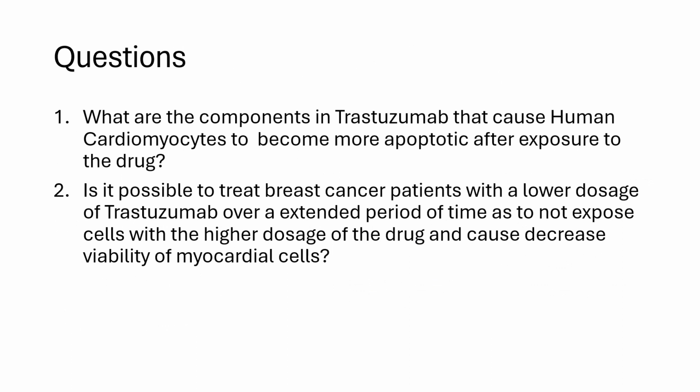I was also tasked in coming up with two questions in relation to the drug Herceptin. So I came up with these two questions. What are the components in trastuzumab that caused human cardiomyocytes to become more apoptotic after exposure to the drug? And is it possible to treat breast cancer patients with a lower dosage of trastuzumab over an extended period of time as to not expose cells to the higher dosage of the drug and cause decreased viability of myocardial cells?